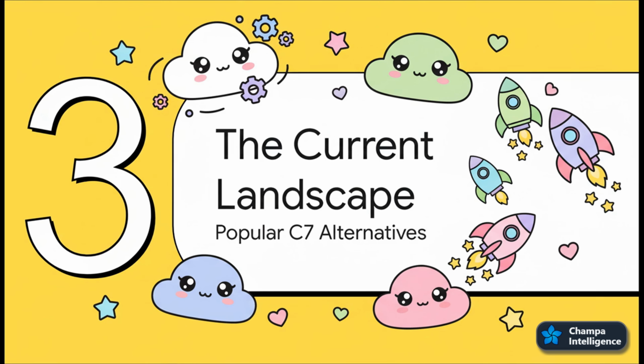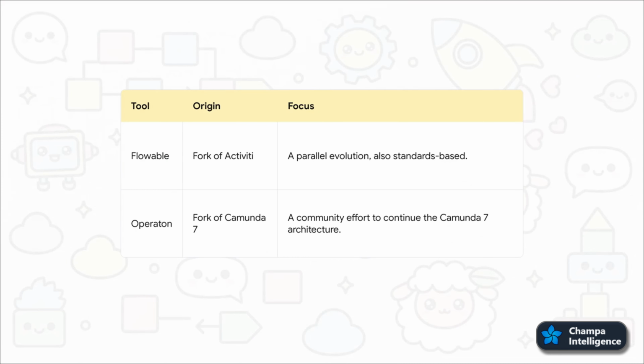But of course, Camunda 7 doesn't exist in a vacuum. A whole ecosystem of alternatives has grown up around it, so let's take a quick tour of the current landscape. First up, you have its closest relatives. There's Flowable, which is another fork of that original Activiti project, so it has a very similar feel. And now that Camunda 7 is nearing its official end of life, you're seeing new community forks like Operaton pop up to carry the torch for people who really love that C7 architecture.